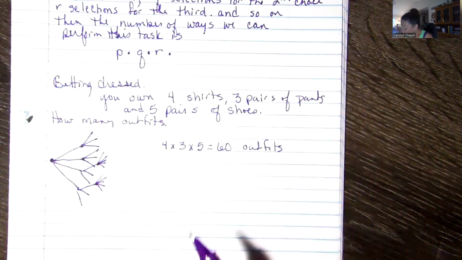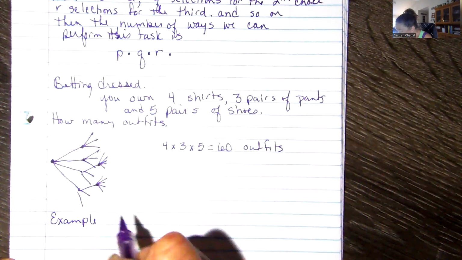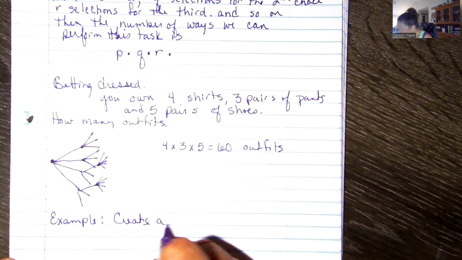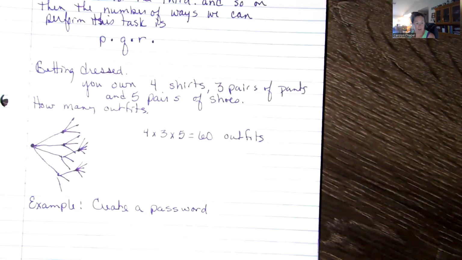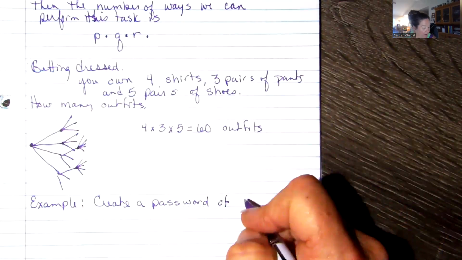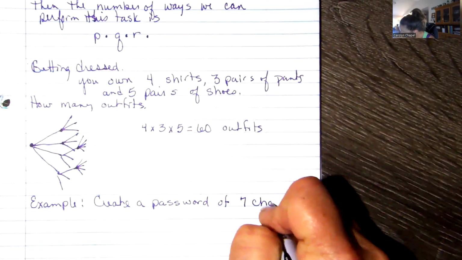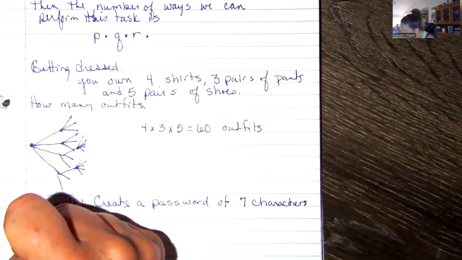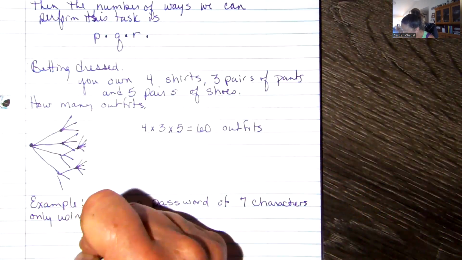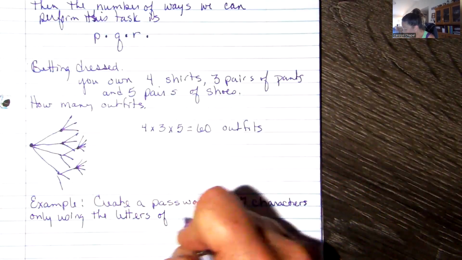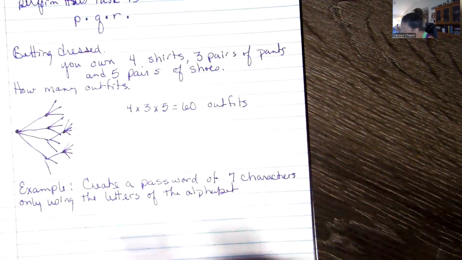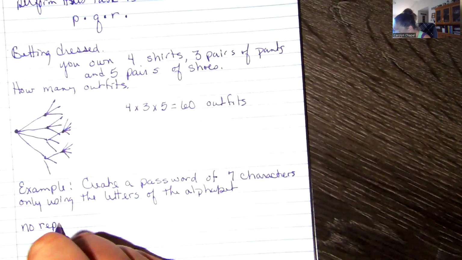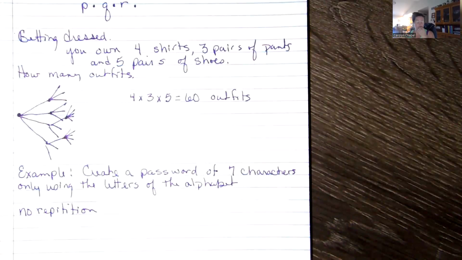Let's do another example. Let's create a password, and just to make things simpler, let's say of 7 characters, using only the letters of the alphabet, and with no repetition, first of all. In other words, we're not going to allow our letters to be repeated. So if I use the letter A, I can't use that letter again.